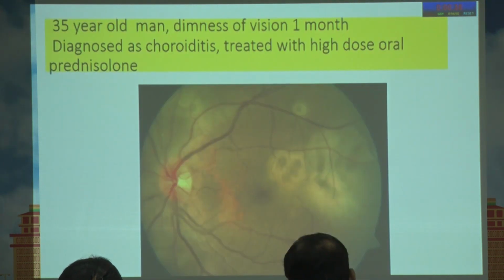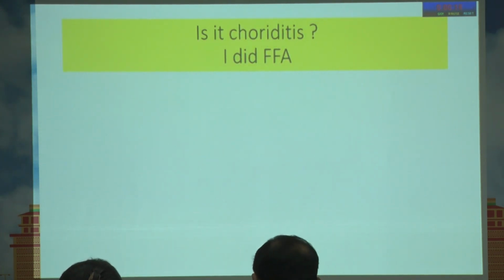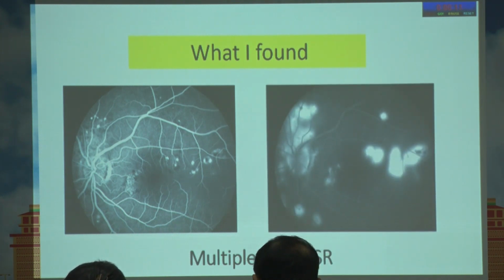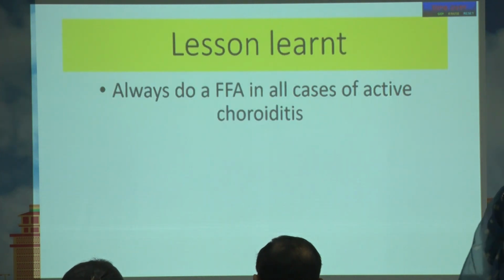Case 6 is a 35-year-old man, dimness of vision for 1 month, diagnosed as choroiditis, treated with a high dose of oral prednisolone. But if you look carefully, this may not really look like classic choroiditis. But anyway, you should do a fluorescein angiogram, isn't it? And we did a fluorescein angiogram, and what I found was multiple leak CSR. So it's a diametrically opposite diagnosis, and the treatment is completely different, and steroid is contraindicated in multiple leak CSR. So lesson learned, always do an FFA in all cases of active choroiditis.